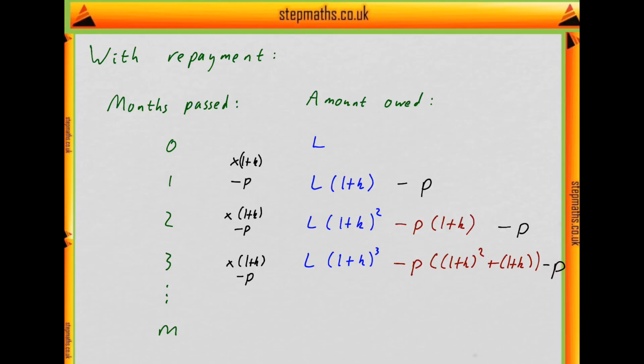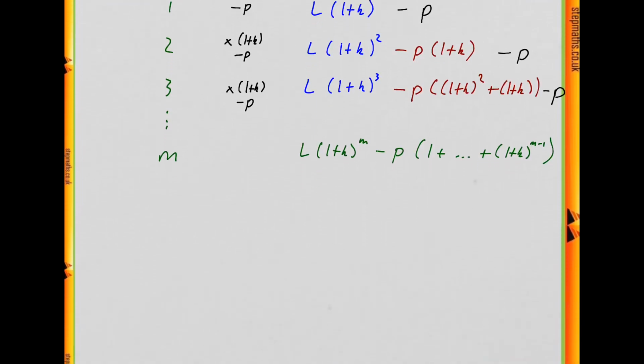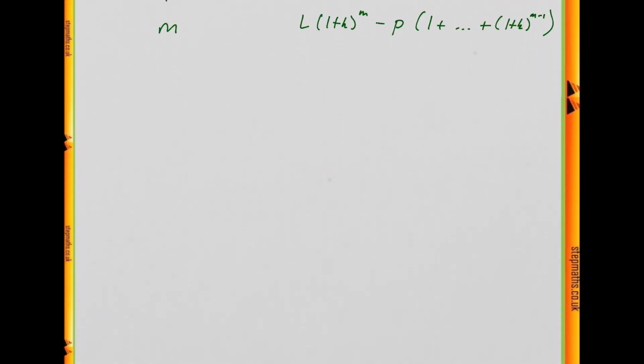So what we're getting after m months is this is going to be to the power m. And here we're doing minus P times, where we have a 1 from the final amount we paid off, times 1 plus, we're going to have 1 plus k from the previous month and then 1 plus k squared from 2 months before, all the way up to 1 plus k to the m minus 1, because notice the highest power here is 1 less than the number of months that has passed. So that's an expression for the amount after m months.